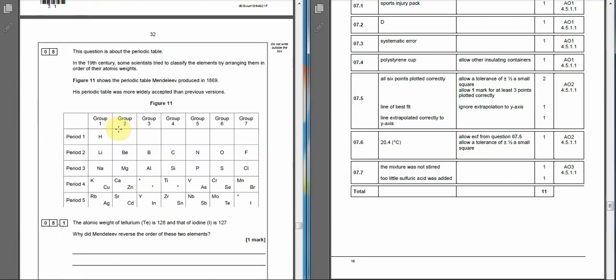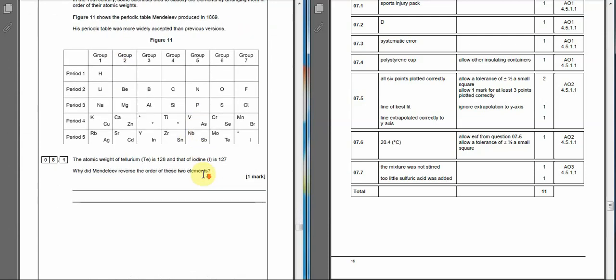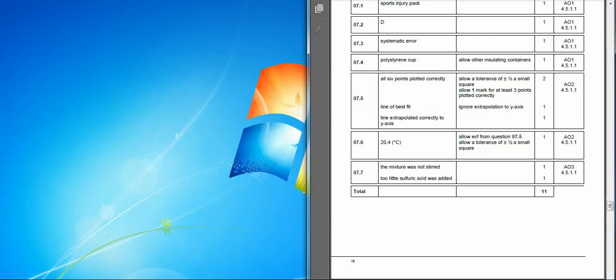And we're up to question 8 now. This is where our higher tier paper takes over. The rest of the questions here are identical, so let's just get rid of that.